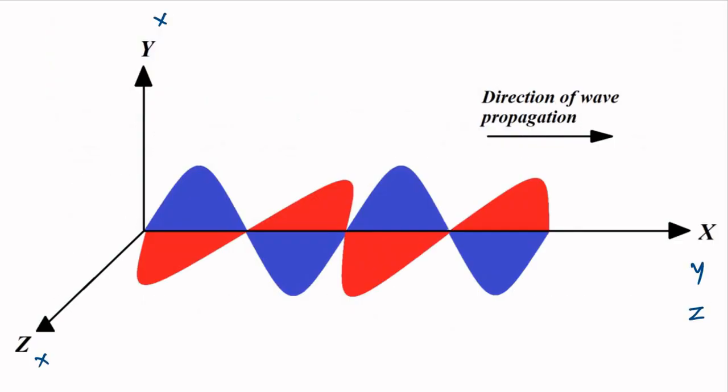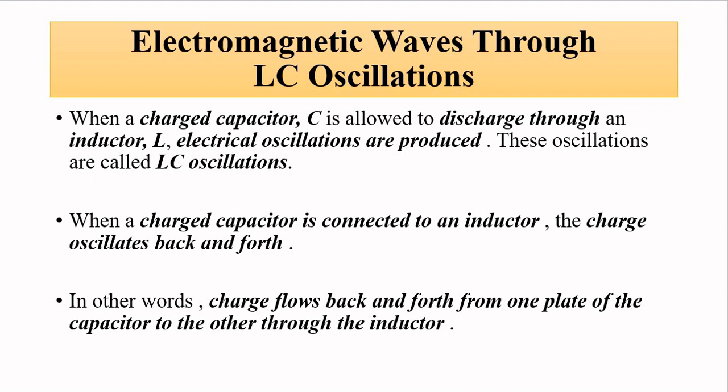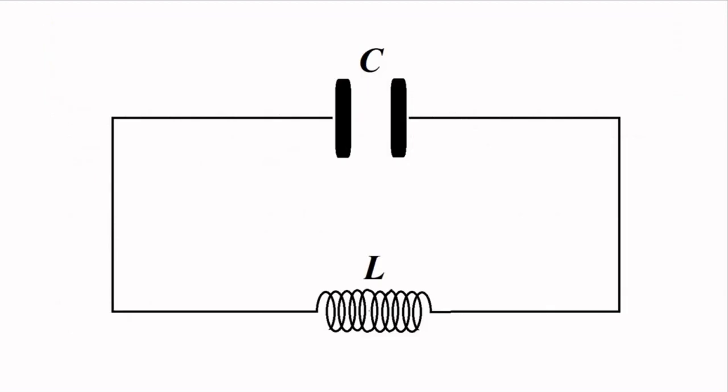Now this is the basic principle of generation of an electromagnetic wave through LC oscillations. That is the topic of this discussion. So this discussion will involve a very simple circuit consisting of a capacitor and an inductor, capacitor C and inductor L.